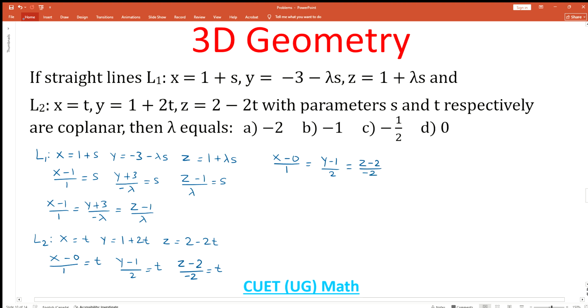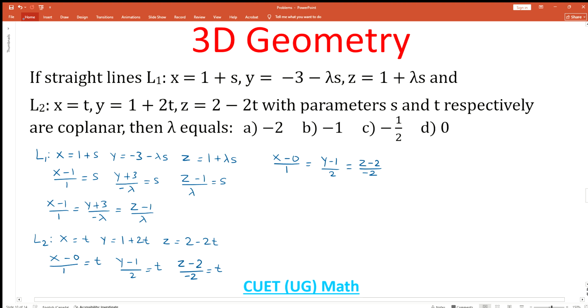We have to find the value of lambda for which these two lines are coplanar. If two lines are parallel to each other, then they are coplanar. If two lines are parallel to each other, they are parallel to the same vector or vectors that are scalar multiples of each other, which also means that the two lines are parallel if they have the same direction vector or their direction vectors are scalar multiples of each other.